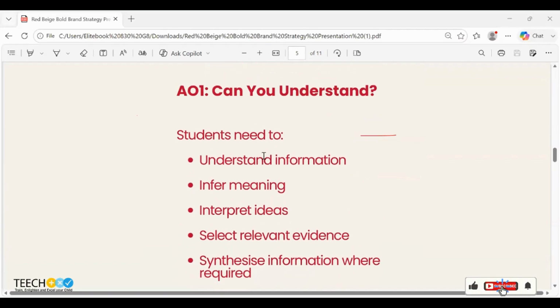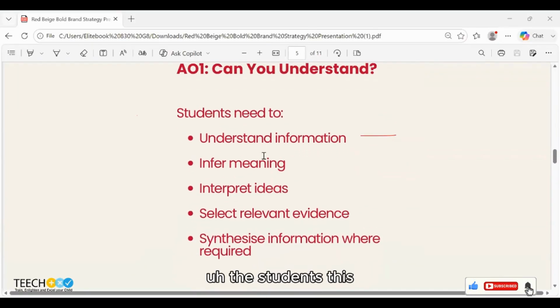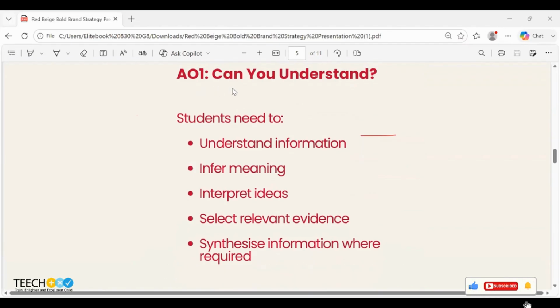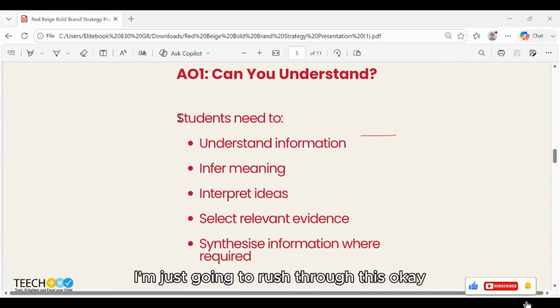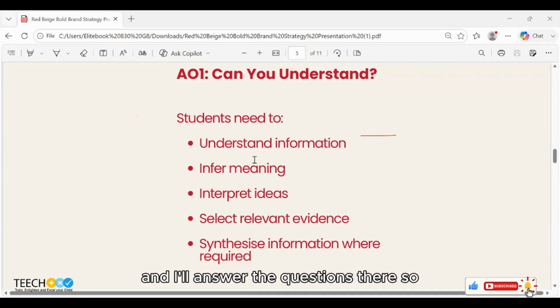So, like I said, there are several assessment objectives. This is assessment objective 1. I'm just going to rush through this, okay? But you can get the slides later, and then if you have any questions, you can put them up on the WhatsApp platform, and I'll answer the questions there.